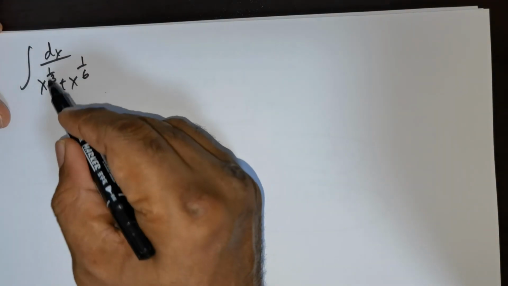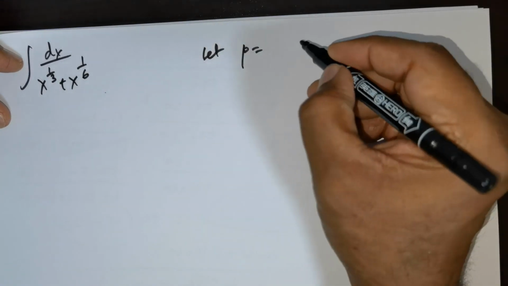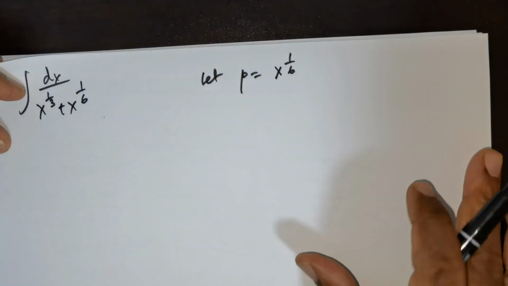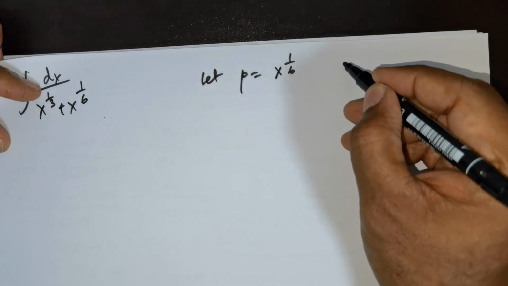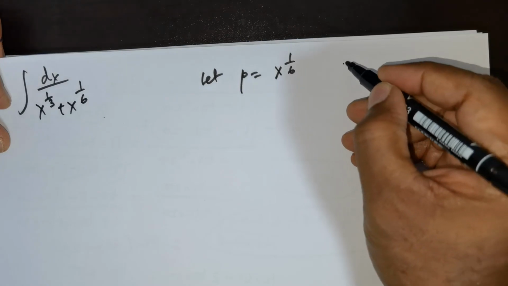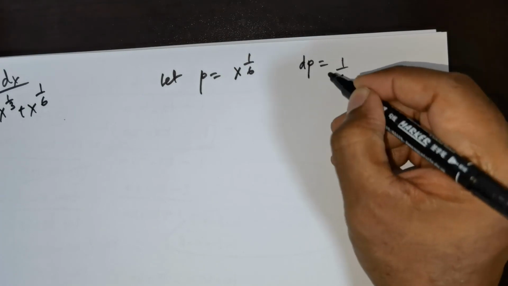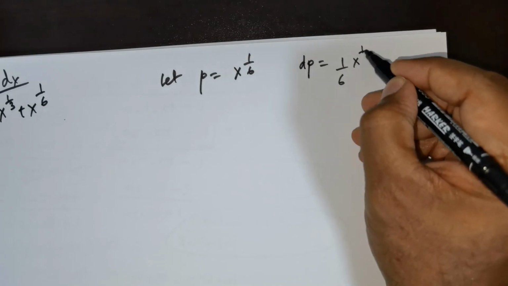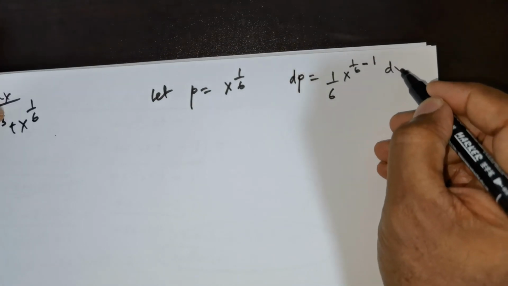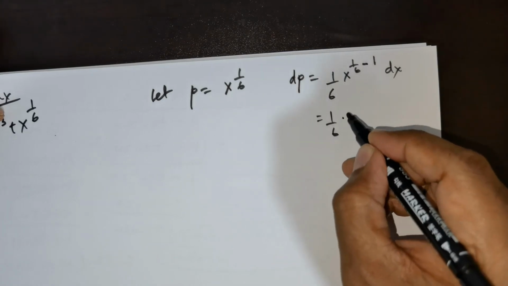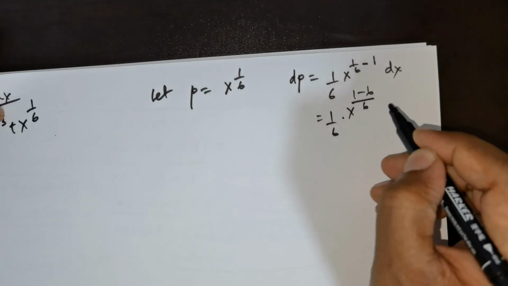Integral dx over x raised to the power of 1/3 plus x raised to the power of 1/6. Now what I wish to do is take p to be equal to x raised to the power of 1/6. Now I'm going to differentiate this, and that will give me dp is equal to 1/6 times x raised to the power of 1/6 minus 1 times the differential of x, that's going to be dx. So this is going to be 1/6 times x raised to the power of (1 minus 6)/6 times dx.